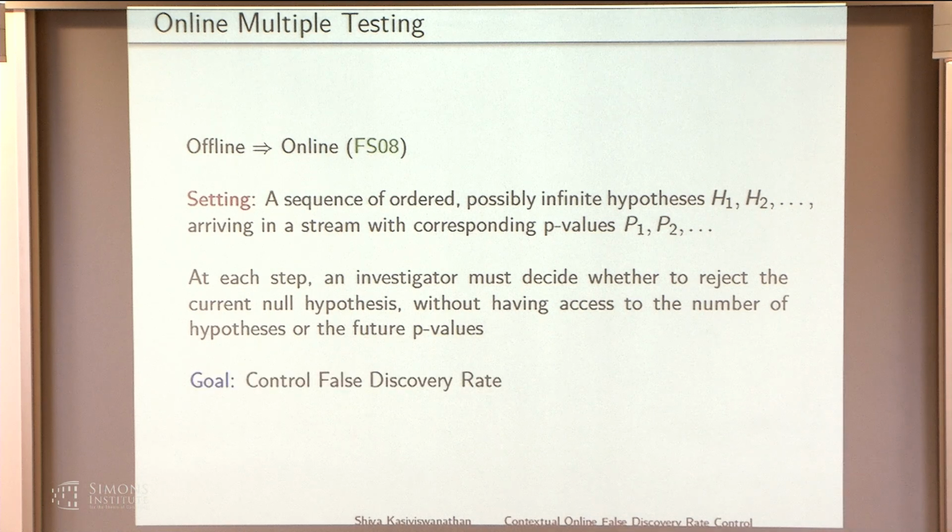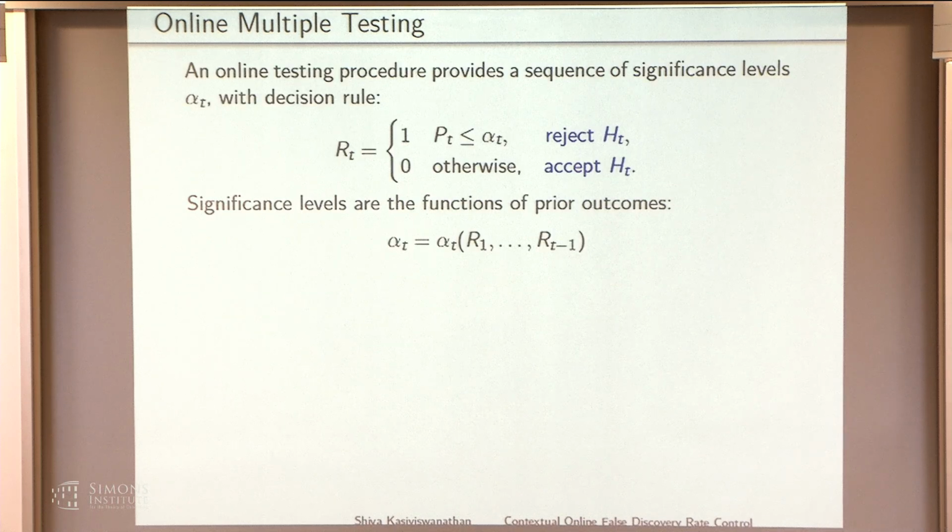Okay. Again, the goal is to control the false discovery rate and maximize the true discovery rate. What's changing now is that you have this alpha, the significance level that you're designing for your test.